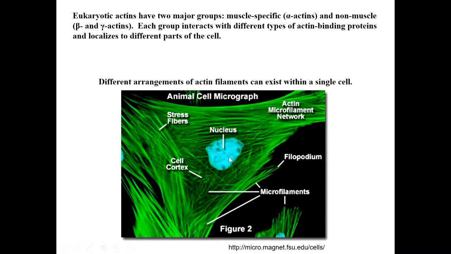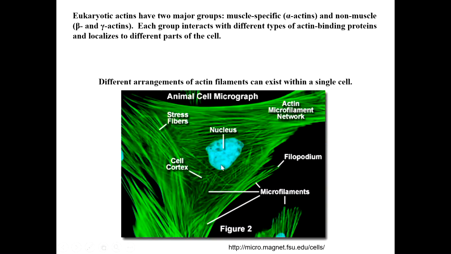Here is just a really nice image of an example cell. Here's your nucleus. This is your cell cortex. And what's being pointed to here are different sub-examples of the use of actin filaments. So this, for example, this extension out of the cell is a filopodium, and we'll talk about what that is a little bit later in today's lecture. And then stress fibers, as the name suggests, they help the cell deal with the stress of any movements and so on. So there are different arrangements of these filaments, and that's what's shown here.